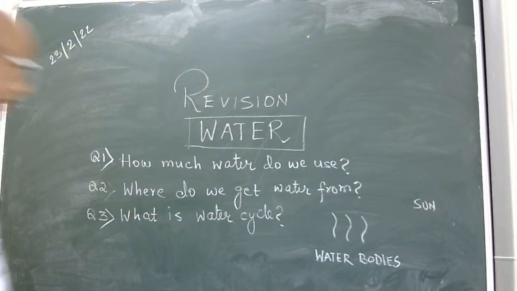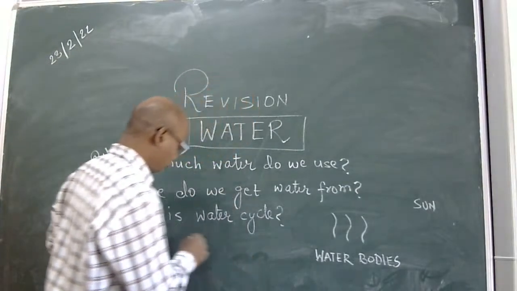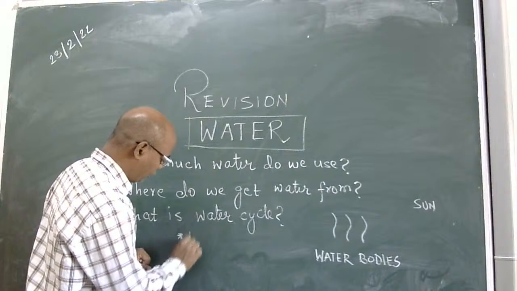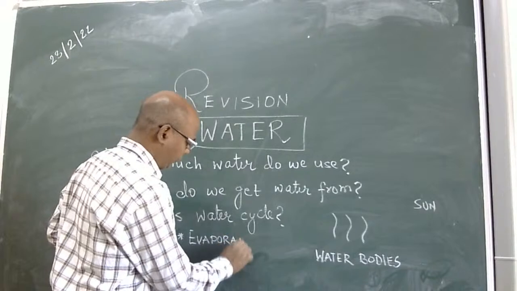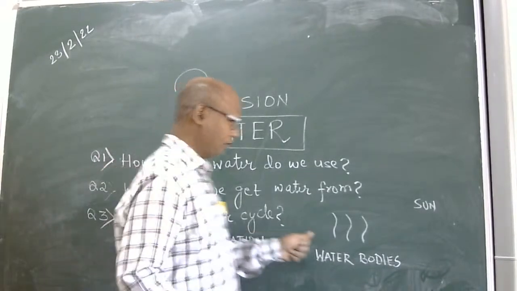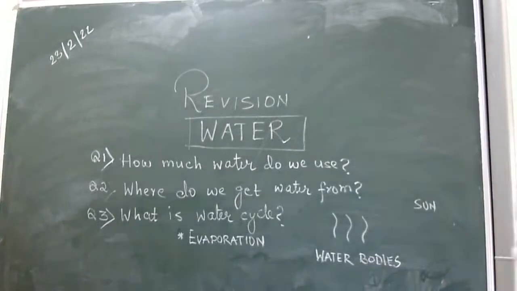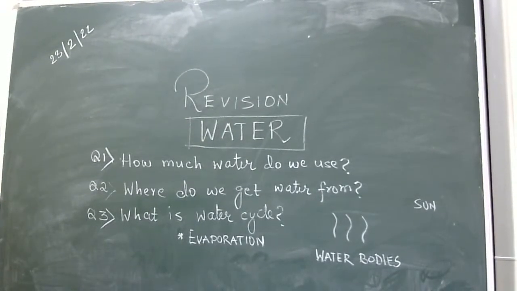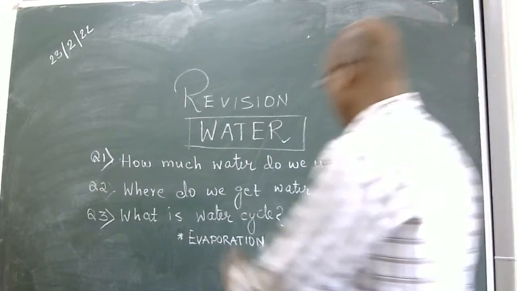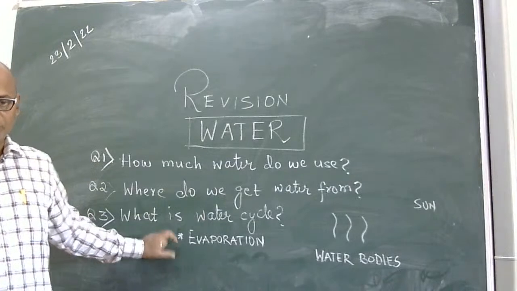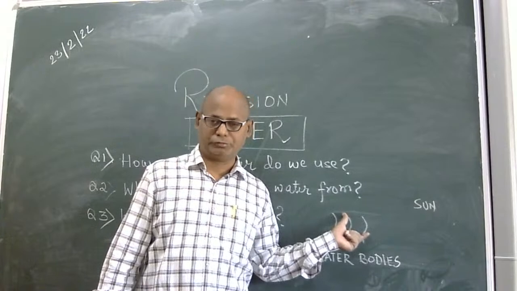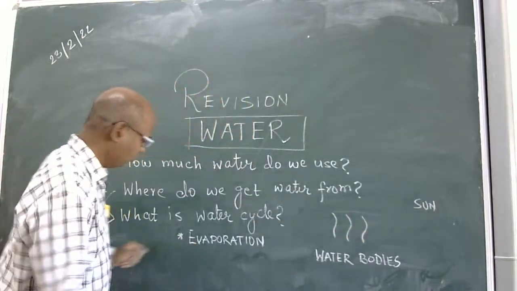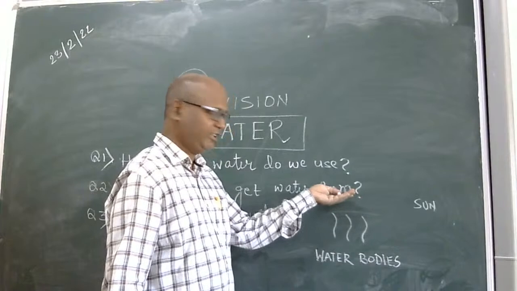So you have to write what that process is called. So you have to also write regarding evaporation. Evaporation is the process in which water converts into water vapor on heating. Okay, that term is involved in this process, water cycle. When we are studying about water cycle, it is very important to know that term also. Understand? And then this water vapor is going at higher altitude.